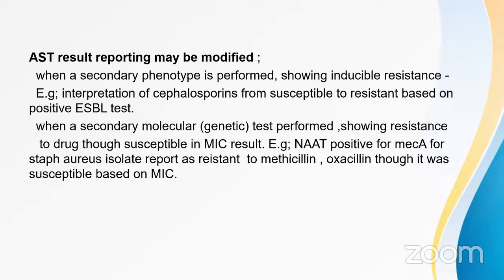So AST results reporting may be modified when a secondary phenotype is performed showing inducible resistance, or interpretation of cephalosporins changes from susceptible to resistant based on a positive ESBL test, or when a secondary molecular test like a genetic test, such as NAT, shows positive for the mecA gene for a Staph aureus isolate. Report it as resistant to methicillin/oxacillin, though it was susceptible based on MICs.